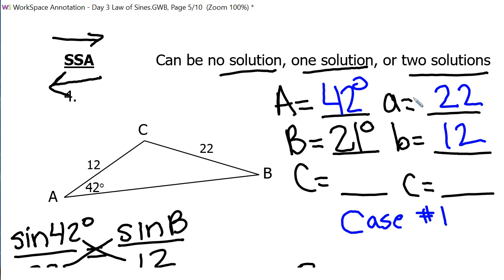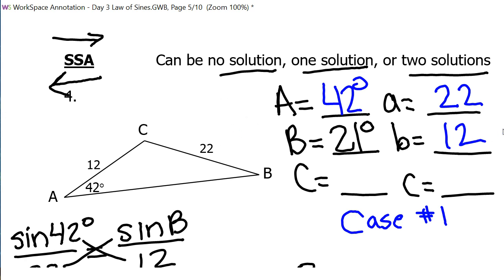159 degrees? Would that be possible to have a triangle with a 42-degree angle, a 159-degree angle, plus a third angle? No. So case 2 is not possible. So you do have to check to see if it's feasible. So we don't have to worry about case 2 anymore. We're done with it because the angles add up to more than 180 degrees. So to get angle B for case 2, just subtract B from 180 degrees in case 1.